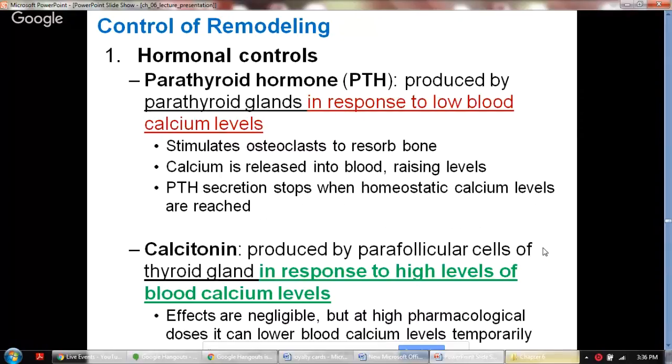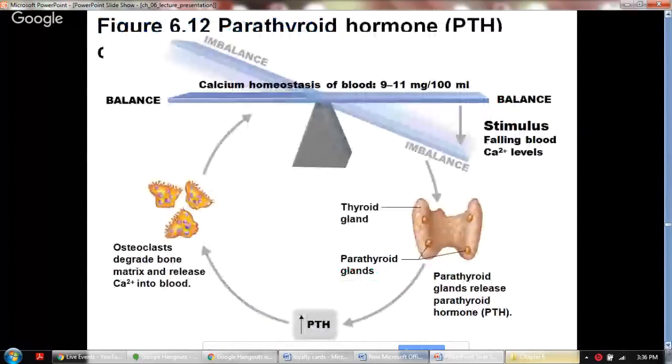The other hormone involved is calcitonin, which is produced by the parafollicular cells of the thyroid gland, and this is secreted in response to high levels of blood calcium. It's been said that the effect is negligible in the physiological state of human beings, but it can be administered externally as a pharmacological agent when you have high blood calcium levels in order to lower the calcium levels in the body.